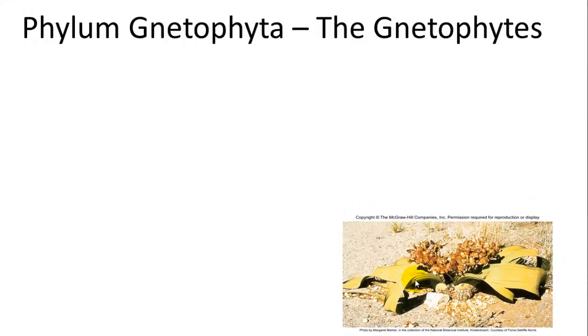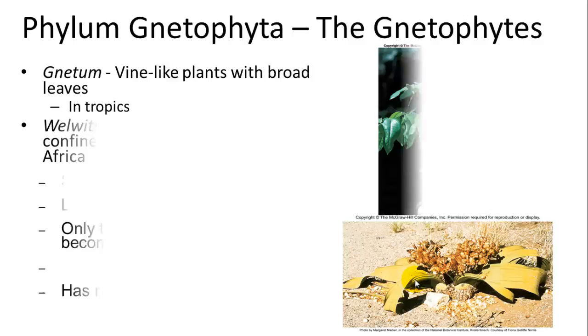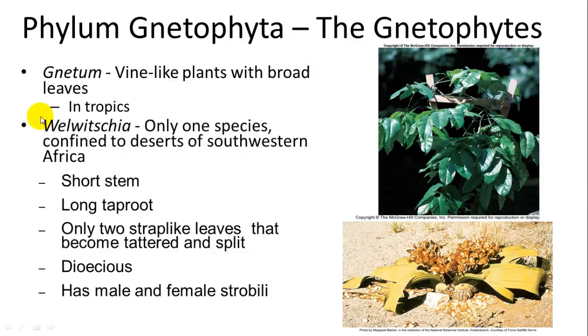All right, there's another genus, Gnetum. It has vine-like plants with broad leaves, so here they are. And then this African species, Welwitschia, is kind of cool. It is very drought tolerant. It has a very short stem and a long taproot, and it has only two leaves which split. Okay, so this is actually just one leaf on this side, one leaf on that side, and then it splits. And they are also dioecious, so they have male and female strobili.